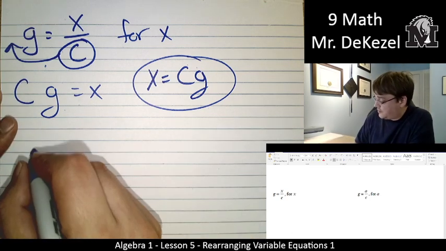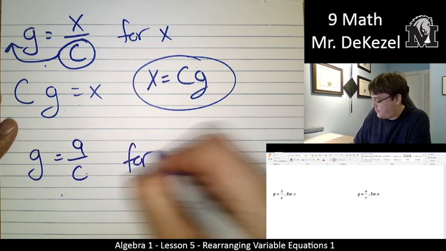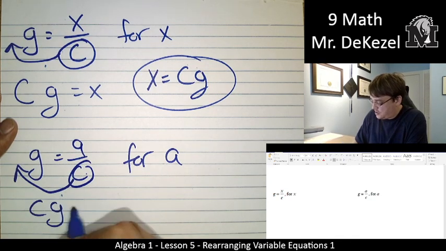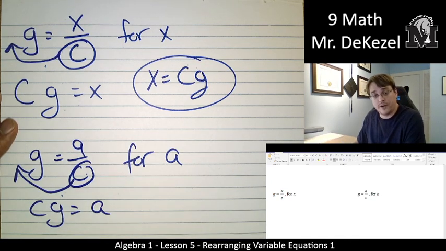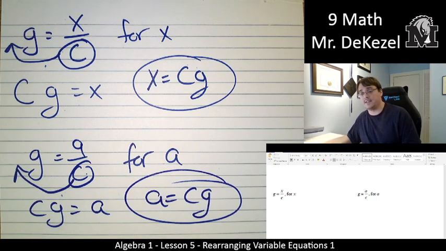Let's do the last one. g is equal to a divided by c. We're going to solve for a. c comes up to the top again. c times g is equal to a. We're going to go ahead and flip that around. a is equal to cg.